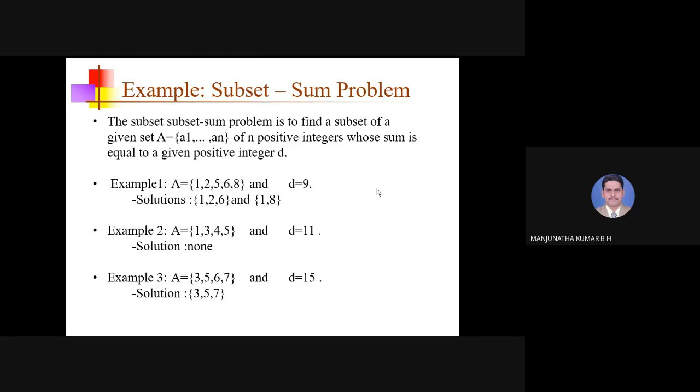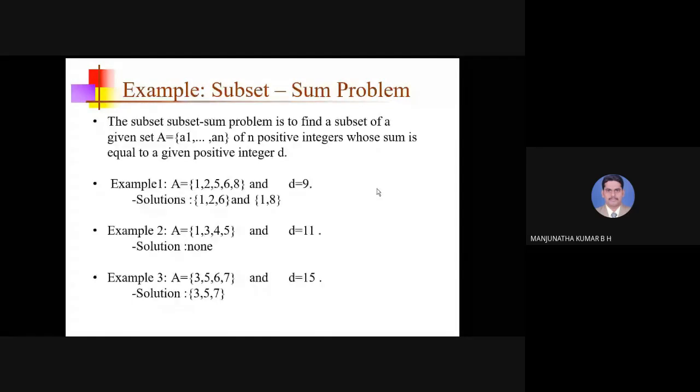A set of positive integers is given, and one positive integer d is also given. Here I have taken a set A. It contains n positive integers, and one more positive integer d is also given. What we have to do here is generate the subsets in such a way that the sum of those numbers in each subset should be equal to the positive integer value d. This is the problem statement of the subset sum problem.